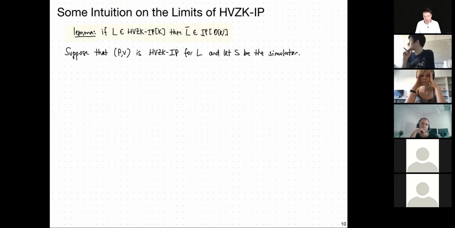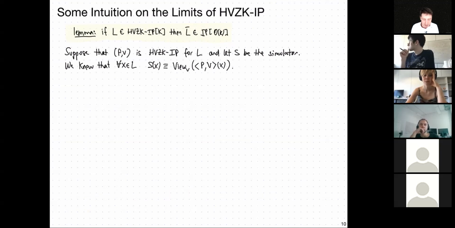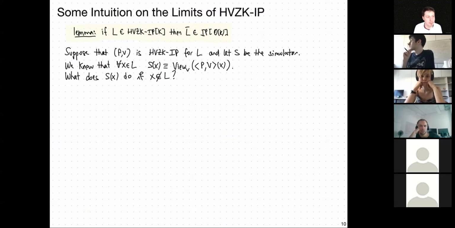Intuitively, you have to use the simulator somewhere, because that's what being zero knowledge means. And we know that when the instance is in the language, the simulator will simulate the right thing. But now we can ask, what does the simulator do if we run it on an instance that is not in the language? I mean, it's a machine, I can do it. It cannot refuse to do it. We can just press play on an input that is not in the language and see what happens.